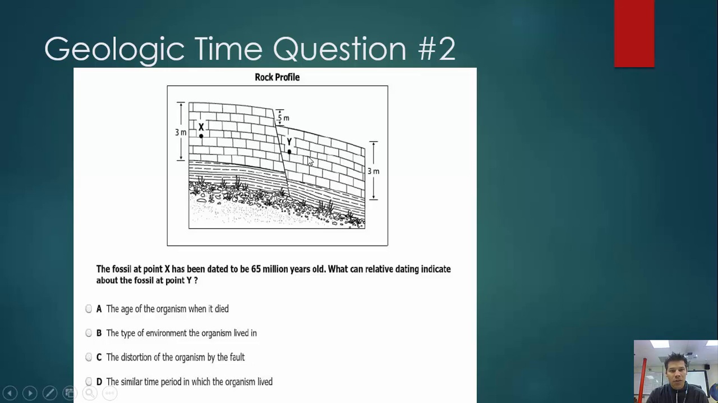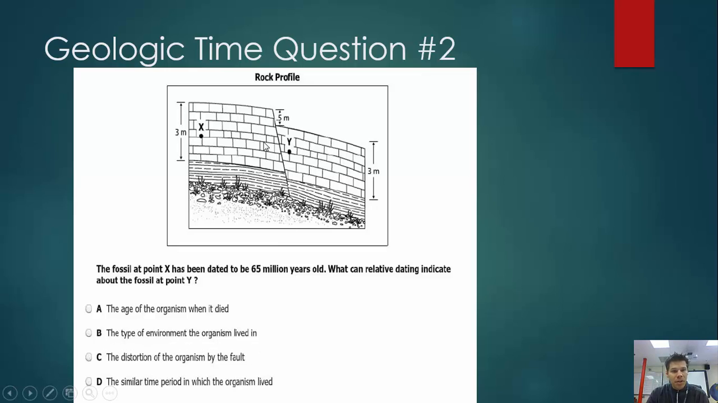If fossil Y would have been found down here, then you would know fossil Y would have been much, much younger. Now, let's look at our choices. Is it the age the organism died? Remember, relative dating doesn't give you an age, it gives you an older or younger relationship. Is it the type of environment the organism lived in?